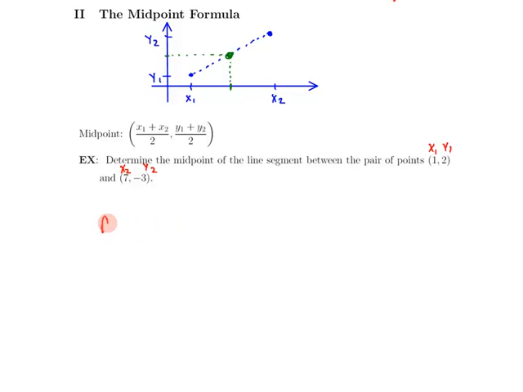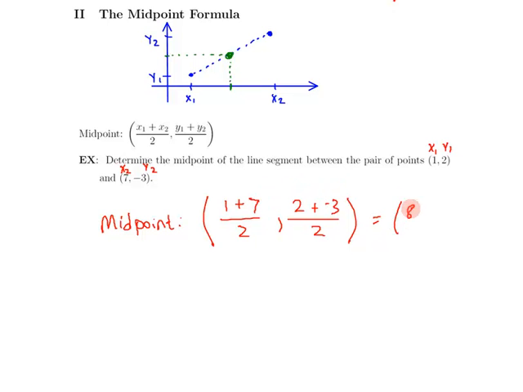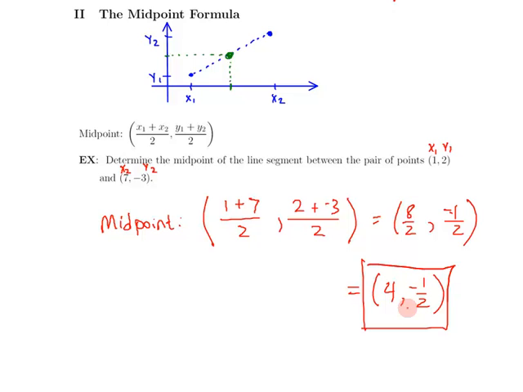So the midpoint would be x1, which is 1, plus x2, which is 7, divided by 2. And the y-coordinate would be y1, which is 2, plus a negative 3, divided by 2. Always divide by 2 because that's how many points we have. So we end up with 8 over 2 and negative 1 over 2, or 4 comma negative 1/2. That's the coordinates of the point that is the midpoint of the line segment between these two. And that's it.